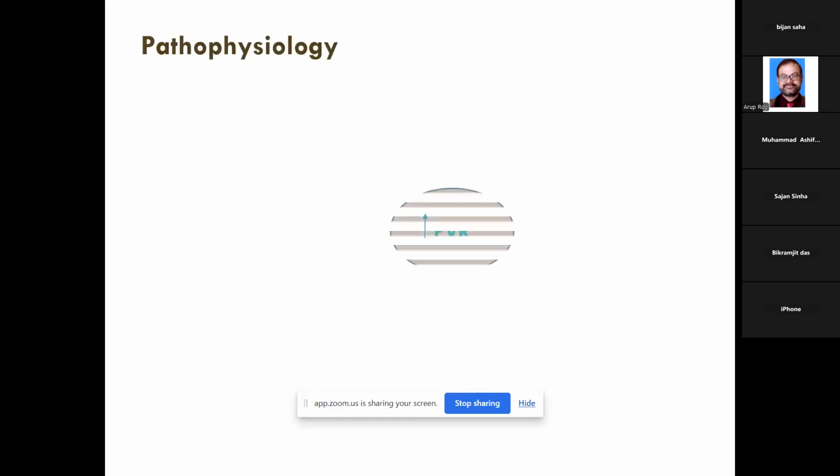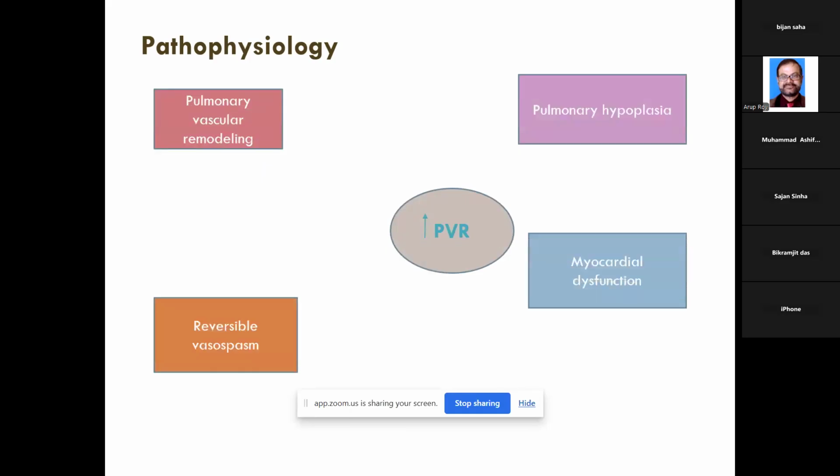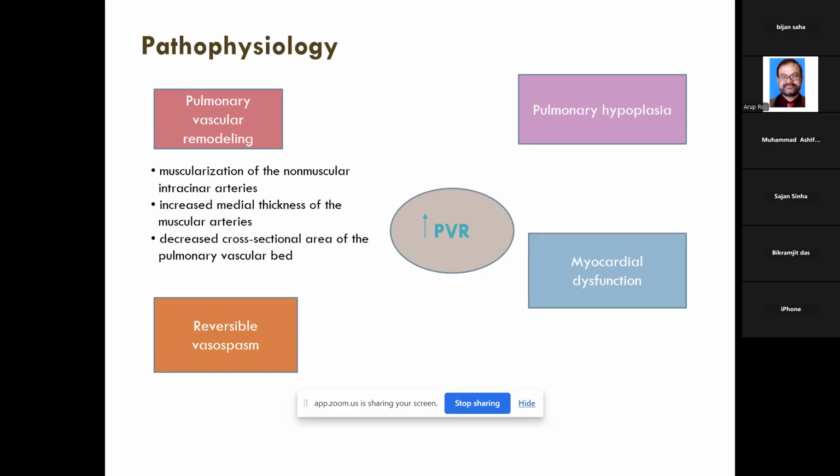Next. So this increased pulmonary vascular resistance can come from these four sectors. One is the pulmonary vascular remodeling. Next. That is primarily because of the muscularization of the non-muscular intraacinar arteries, which leads to increased medial thickness of these muscular arteries, which leads to decreased cross-sectional area of the pulmonary vascular bed, as a result of which the gas exchange is affected and it leads to hypoxemia.